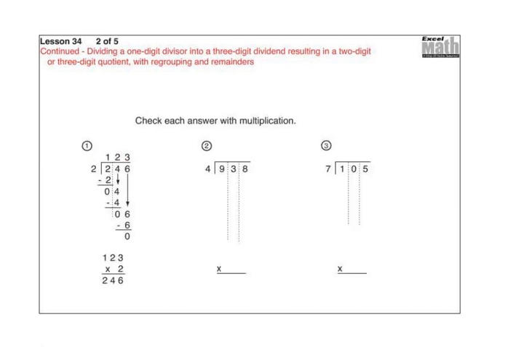It says check each answer with multiplication, so don't forget to multiply your answer up here times the divisor. That's down here, and you should get the dividend when you multiply that together. So just as a reminder, 2 goes into 2 one time. 1 times 2 is 2. 2 minus 2 is 0. Bring down the 4. 2 goes into 4 2 times. 2 times 2 is 4. 4 minus 4 is 0. Bring down the 6. 6 divided by 2 is 3. 3 times 2 is 6. 6 minus 6 is 0. There's no remainder, and we don't write anything when there's no remainder. And then we did 123 times 2, which is 246.